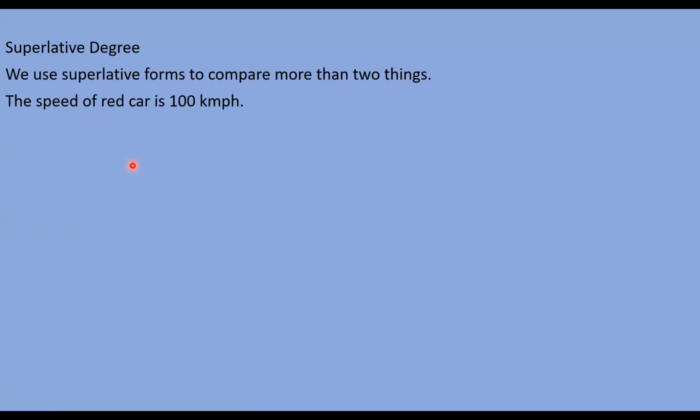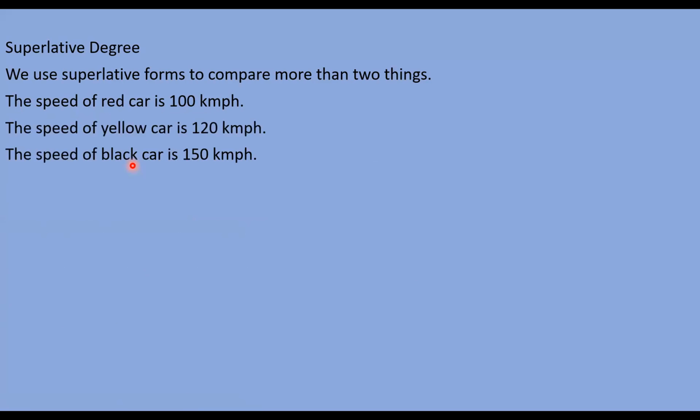Suppose that the speed of the red car is 100 km per hour, the speed of the yellow car is 120 km per hour, and the speed of the black car is 150 km per hour. You need to imagine that you have three types of car: red, yellow and black. You can observe that three cars are being compared in these three sentences.